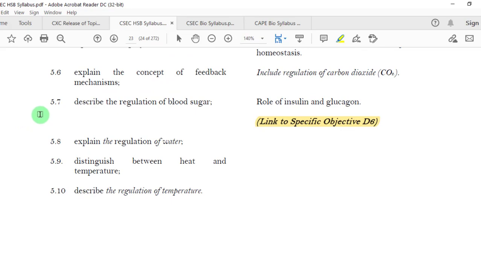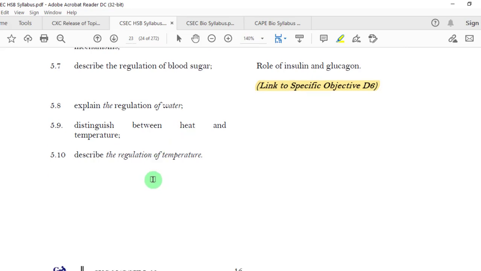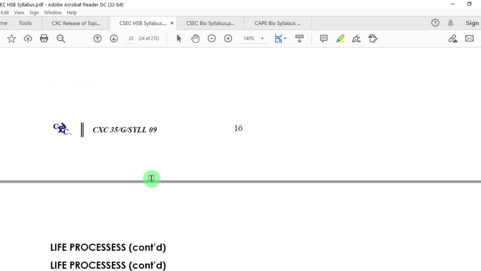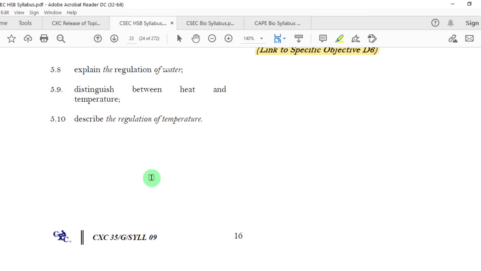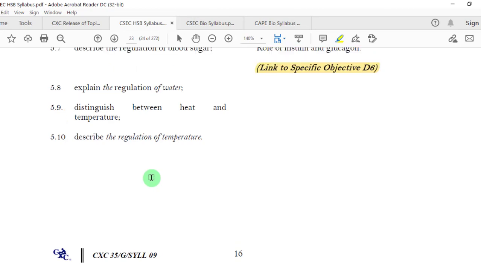Regulation of blood sugar, regulation of water, regulation of temperature. You have to be able to tell between heat and temperature, all of these. So about 10 topics. So let's go to the next topic in the list for paper 2, and that's your reproductive system. So let's jump across to that.